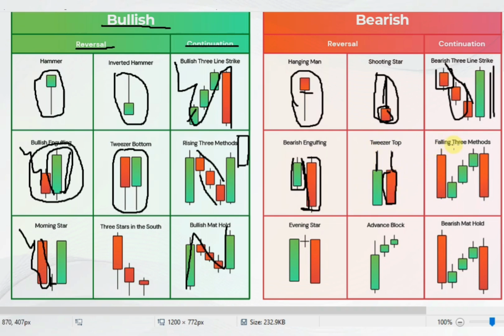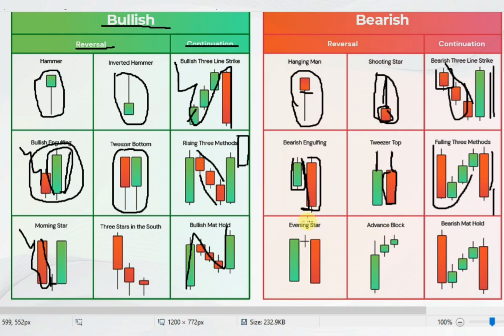So we have the falling three methods. This one also indicates selling pressure. The market was coming to the downside, a little retracement to the upside with these three little green candles, and then a big bearish candle, indicating that the market is still going to keep going to the downside.